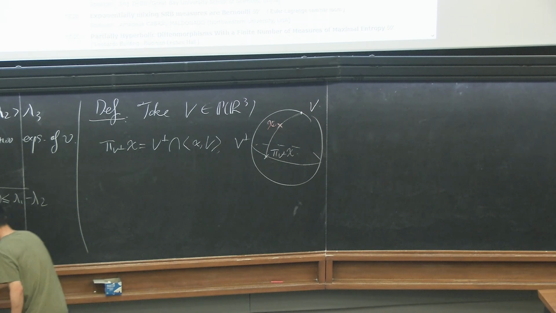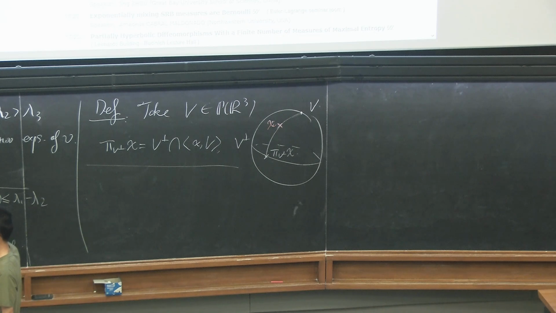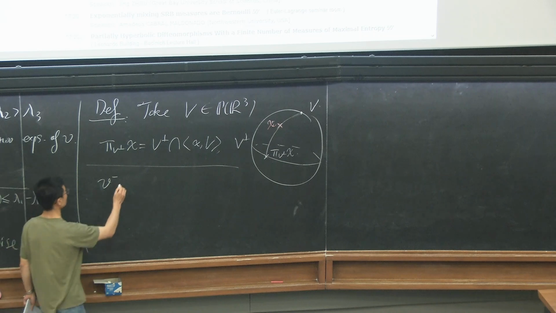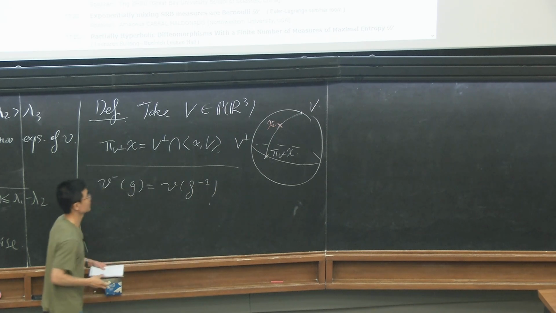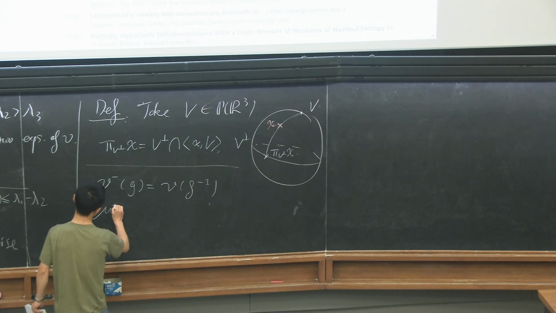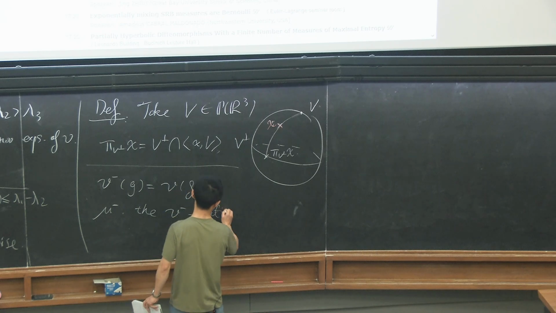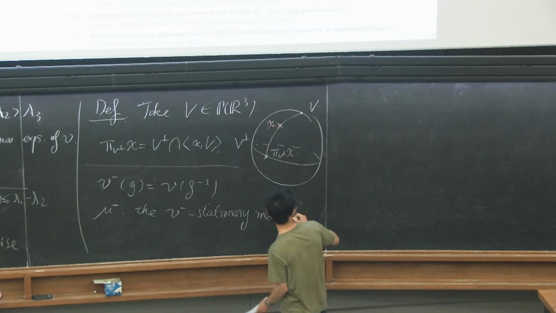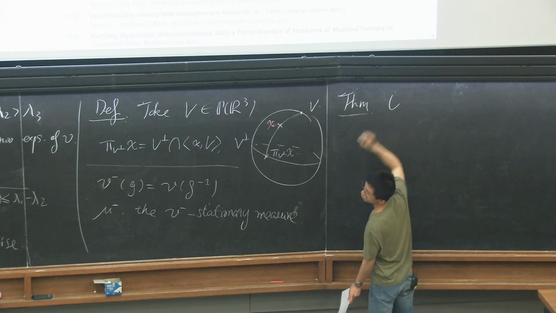Before stating the theorem, I still need to introduce another thing. It's called the nu minus. We introduce nu minus. It's like the inverse of the original random walk. Nu minus of g is defined as nu of g inverse. So just in the support of nu, you take every element to its inverse. And then we have this mu minus, the nu minus stationary measure.